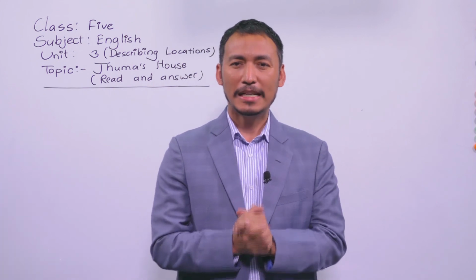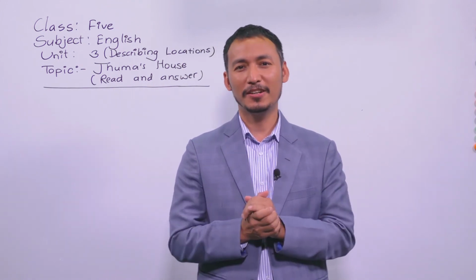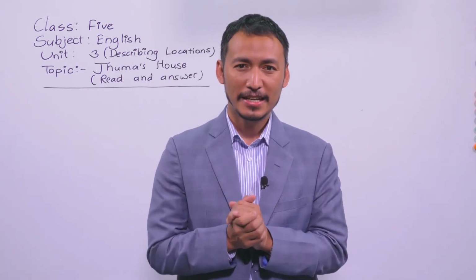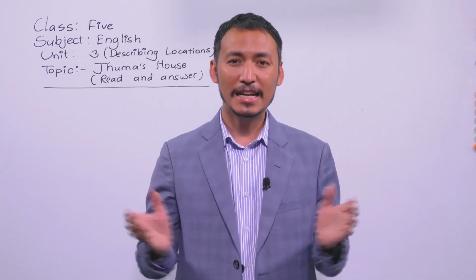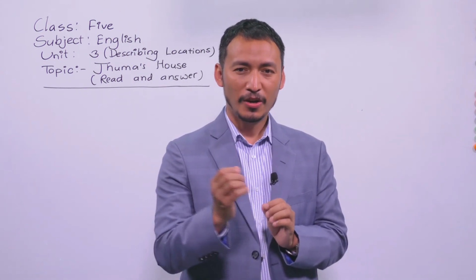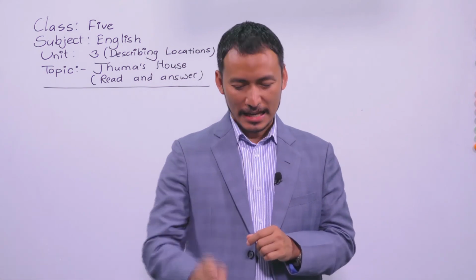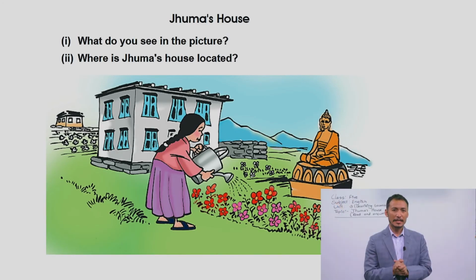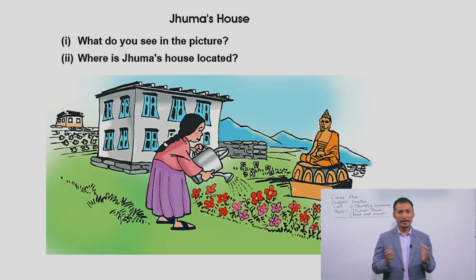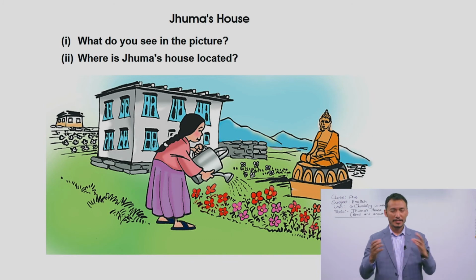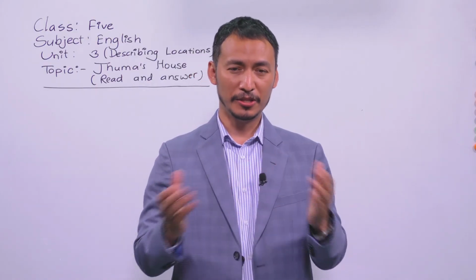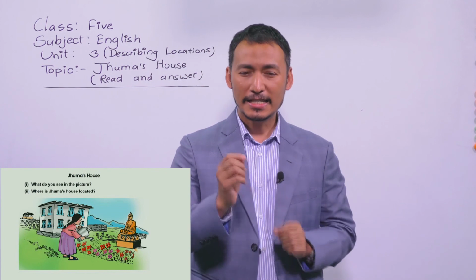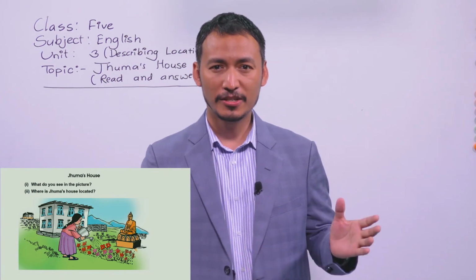Alright students, so let me begin with a picture from your book. Alright, are you ready students? Okay, let's see your book. So this is the first picture of your lesson today. So we are going to talk about this picture first, and then we are going to talk about what we are going to learn today. Okay, let's look at the picture and let's talk.